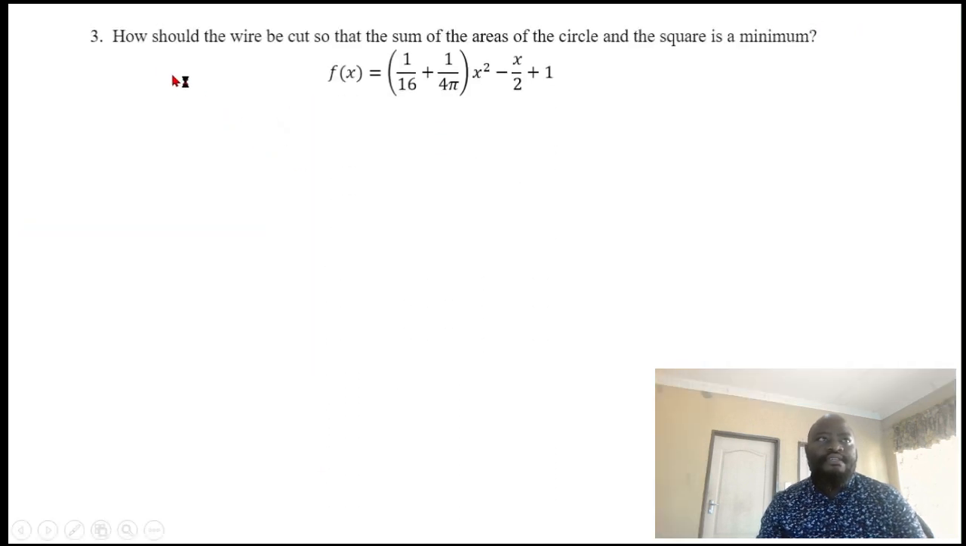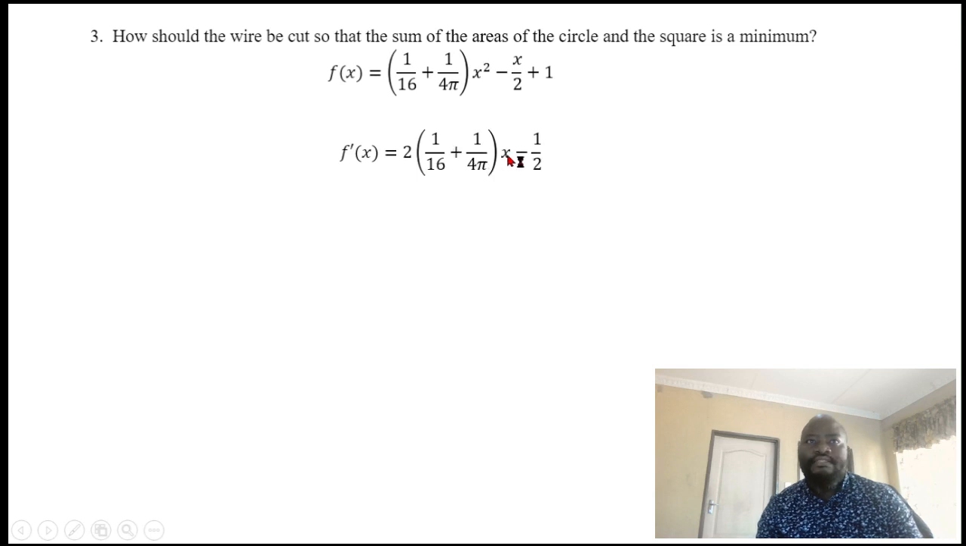The next question says, how should the wire be cut so that the sum of the areas is minimum? So here we're starting to apply our calculus. We'll differentiate this. Notice that this whole thing in the bracket is a constant, so we're not going to involve it that much. We're just going to look at this x squared term. Then we differentiate it. It becomes 2 times the whole constant multiplied by x to the exponent 1. And here the derivative of x is just 1, and this one is a constant, so the derivative is 0.